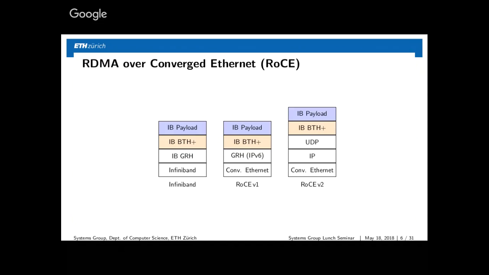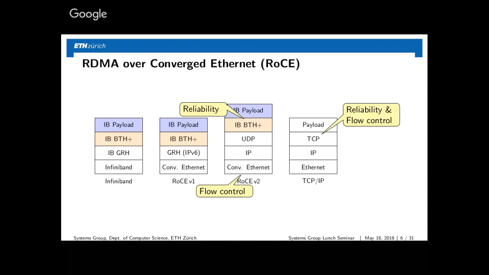So how does this actually compare to something like TCP/IP, which we all know? In TCP/IP, we just have regular Ethernet, we have IP and TCP, and the difference between these two protocols is that in TCP/IP, the reliability and the flow control is all handled in the TCP layer. While here, we delegate the flow control to the fabric, and the fabric is at the same time almost lossless, and we only have to care about reliability in the upper layer.